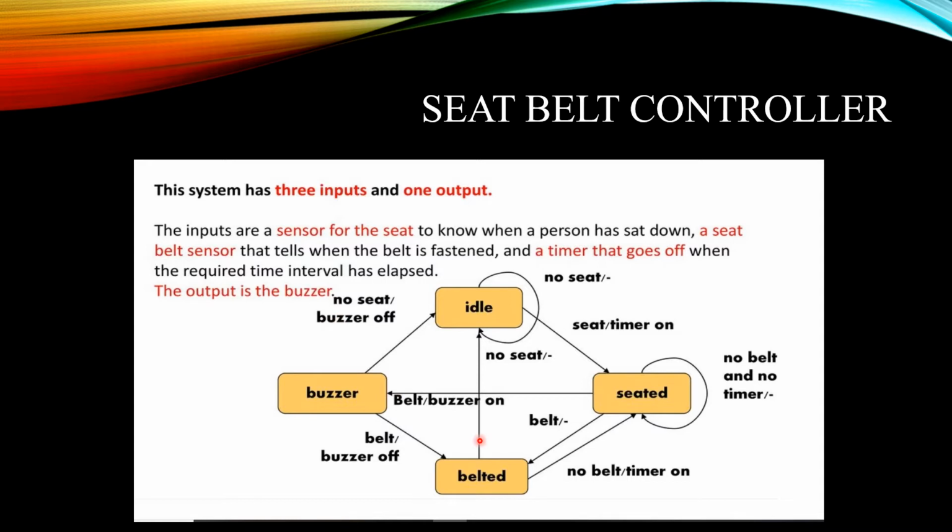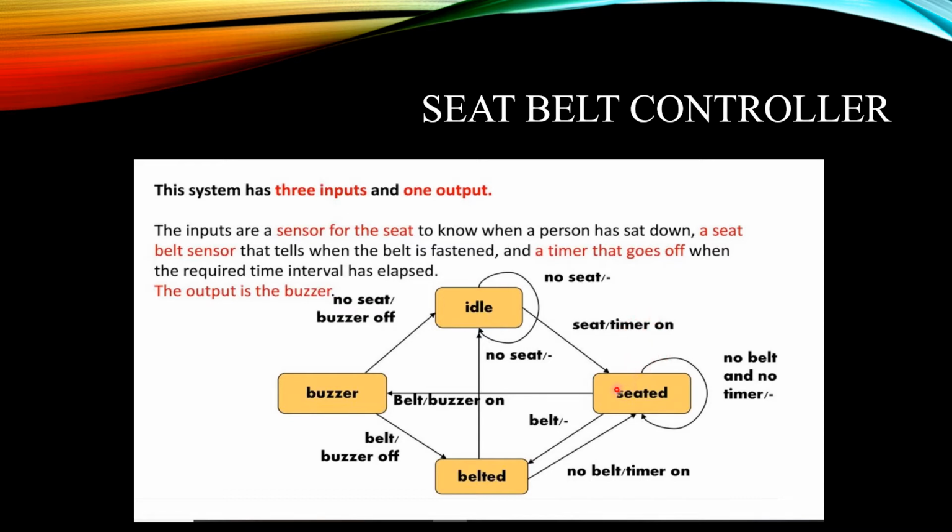This is the example of the seat belt controller. First we will start with the idle case. Idle means no person is sitting on the car seat. Once the person enters the car and sits down on the seat, the idle state goes to the seated state. The input is the seat sensor turning on. The output is the timer. Once the person sits, the timer turns on, and within a time period he has to wear the seat belt.